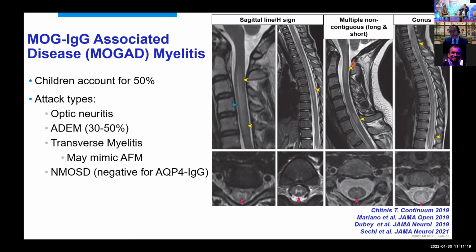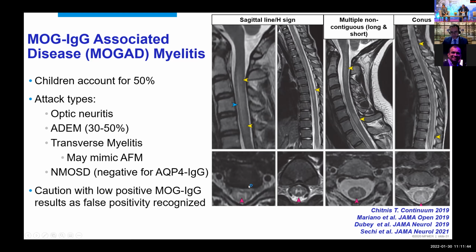Also, just to mention that you may have a patient with a long lesion and then a separate short lesion. So when you have multiple lesions, a long and a short, that's going to be more suggestive of MOG antibodies. With the aquaporin-4, it's usually just a single longitudinally extensive lesion. And then involvement of the conus is pretty typical of MOG antibody disease. So if you have involvement of the conus, you want to think about MOG antibodies.